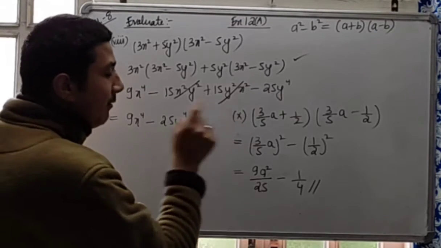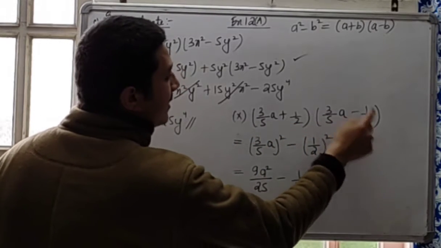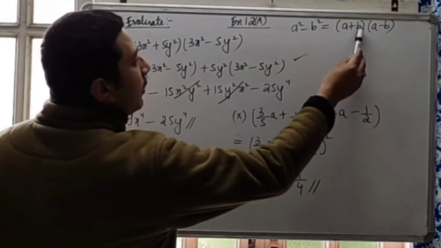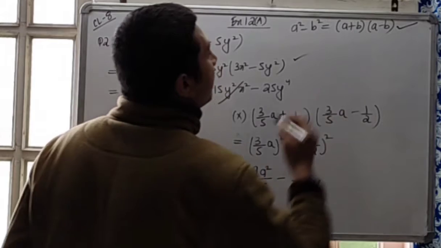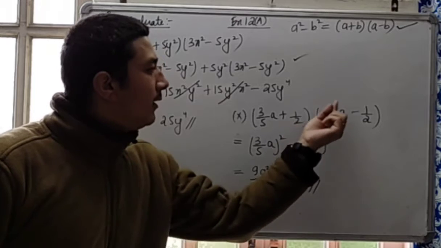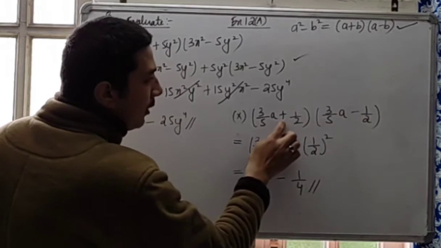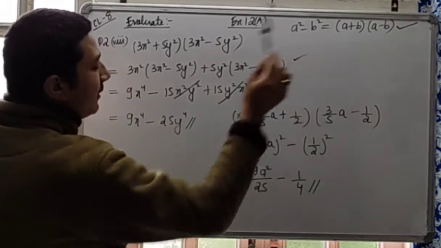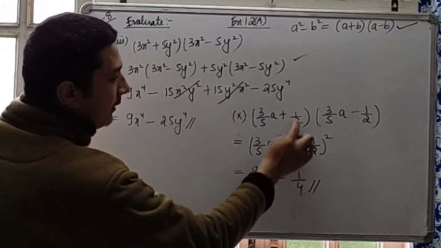Alright. In question number 10, we have 3 by 5 into a plus half into 3 by 5 into a minus half. Now if I see this properly, it is in the formula of a plus b into a minus b. We have learned the formula. The formula was a square minus b square. So if you see here properly, this is in the form of a plus b, a minus b. The same numbers we have, 3 by 5a, 3 by 5a, plus and minus, half and half. Okay, so it is in the formula of a square minus b square. A plus b into a minus b is a square minus b square.